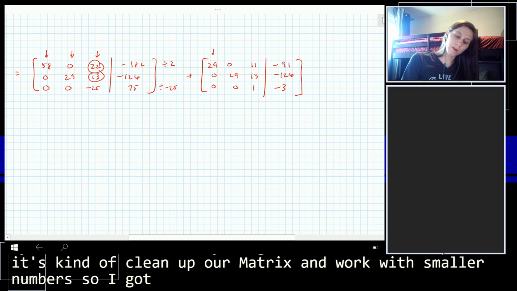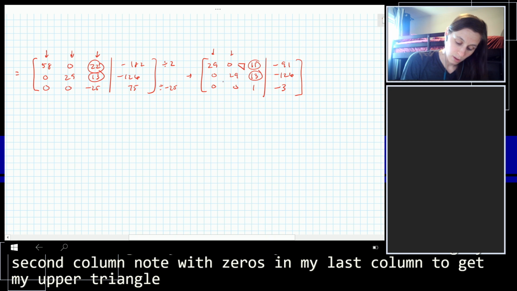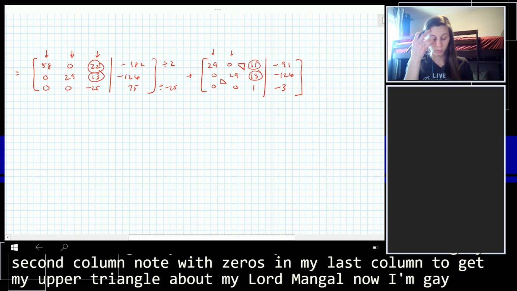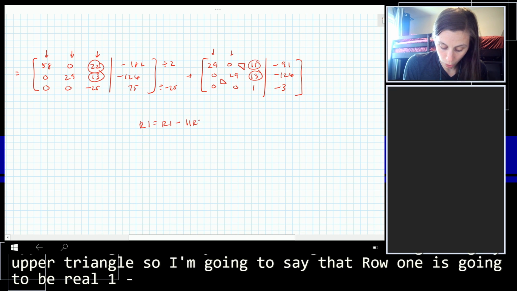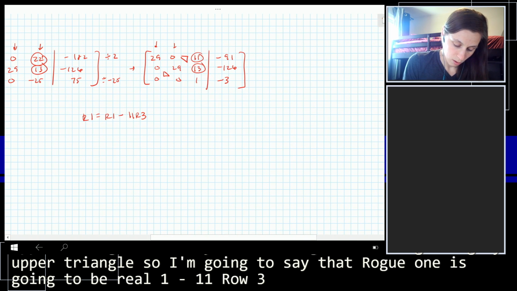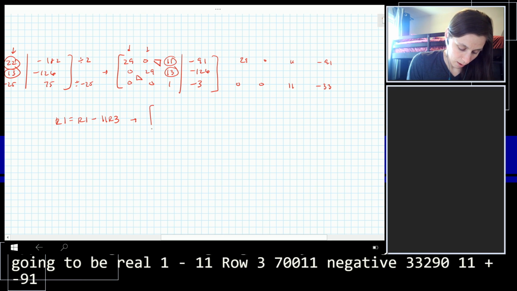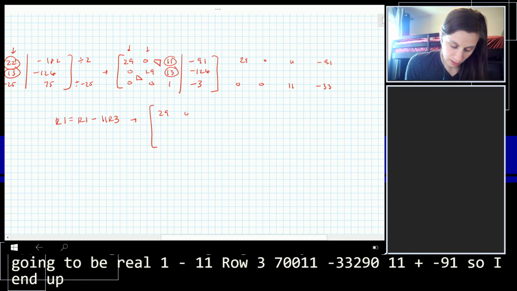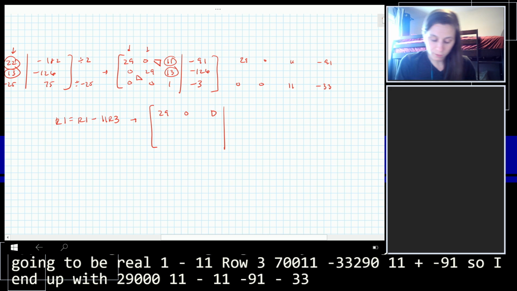Okay. So I've got my zeros in my first column, zeros in my second column. Now I'm going to put zeros in my last column to get my upper triangle. I've got my lower triangle, now I'm getting my upper triangle. So I'm going to say that row 1 is going to be row 1 minus 11 row 3. So I end up with 29, 0, minus 0, 11 minus 11, negative 91 minus 33, so negative 58.